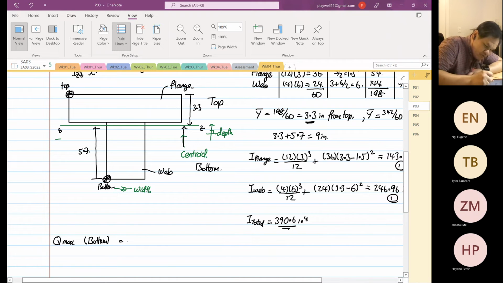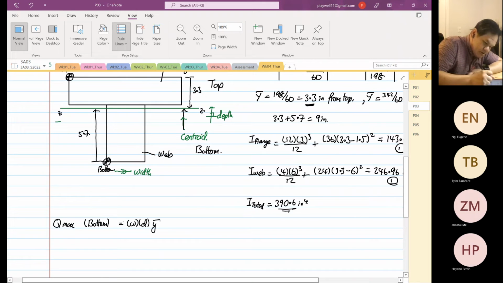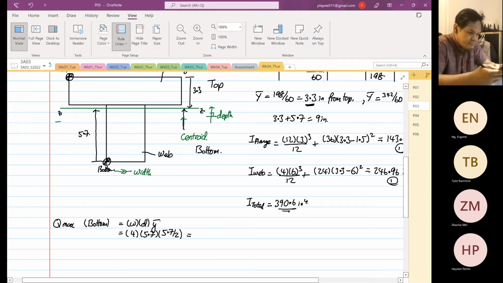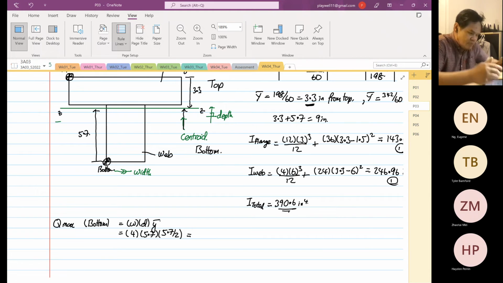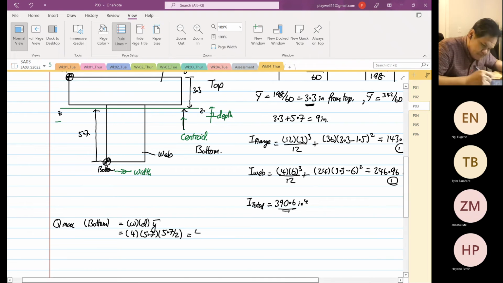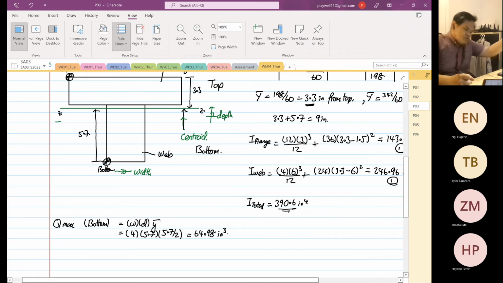So the formula is width, depth, y bar. The width we know is 4 inches. The depth is 5.7. The y bar is 5.7 divided by 2. So 4 times 5.7 times 5.7 divided by 2 is equal to 64.98 inches to the power 3. Now let's do the top.